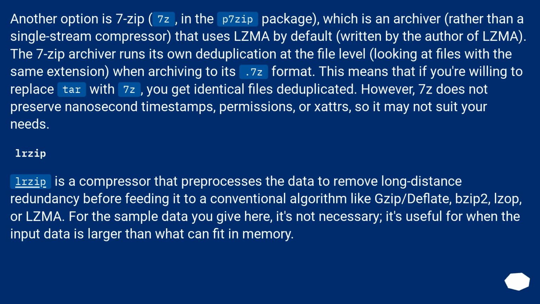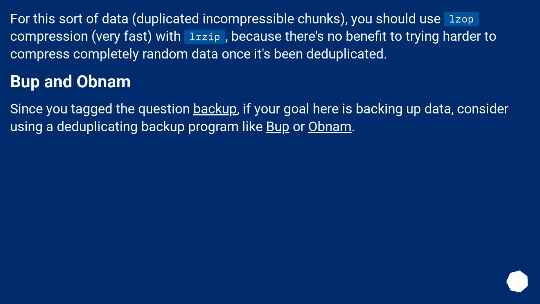Lrzip. Lrzip is a compressor that pre-processes the data to remove long-distance redundancy before feeding it to a conventional algorithm like Gzip/deflate, Bzip2, LZO, or LZMA. For the sample data you give here, it's not necessary; it's useful for when the input data is larger than what can fit in memory. For this sort of data, duplicated incompressible chunks, you should use LZO compression, very fast, with lrzip, because there's no benefit to trying harder to compress completely random data once it's been deduplicated.